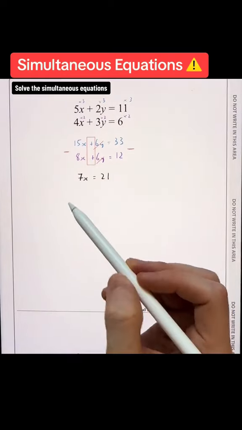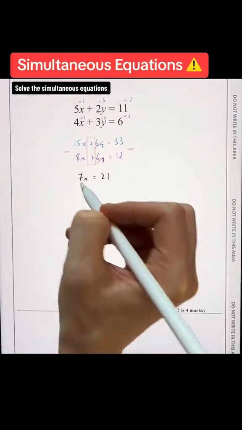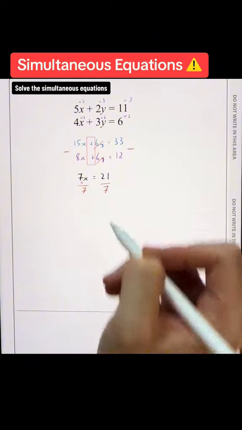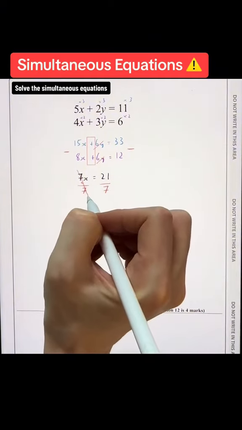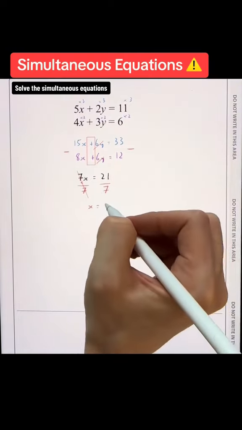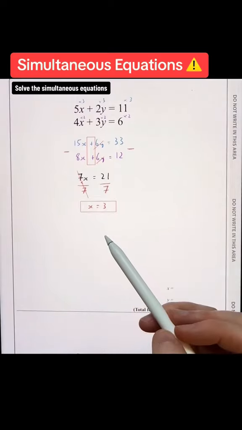As I want to work out the value of x, I know 7x in algebra means 7 multiplied by x. The opposite of multiply by 7, therefore, is divide both sides of my equation by 7. On the left-hand side, 7 over 7 will cancel, to leave us just with single x. And on the right-hand side, 21 divided by 7 gives us 3. Now I know x equals 3.